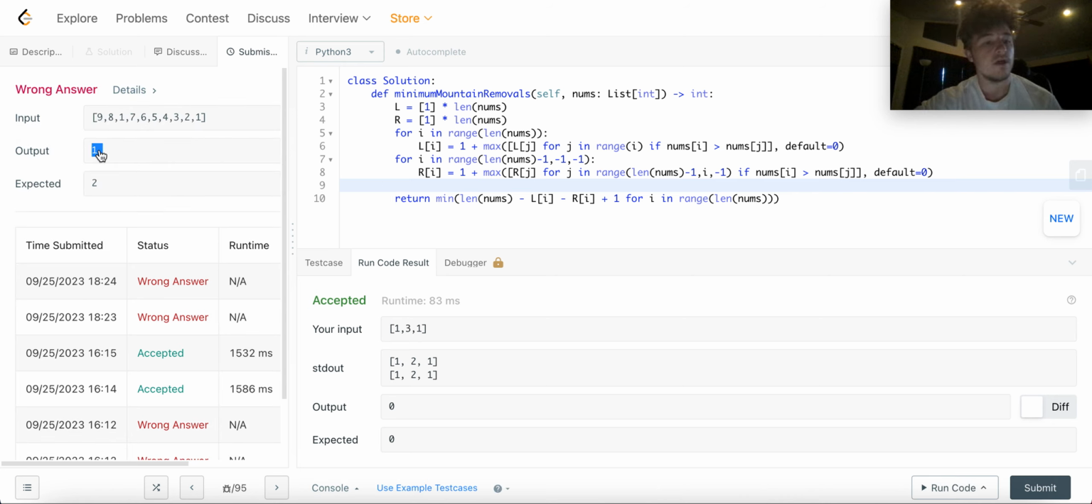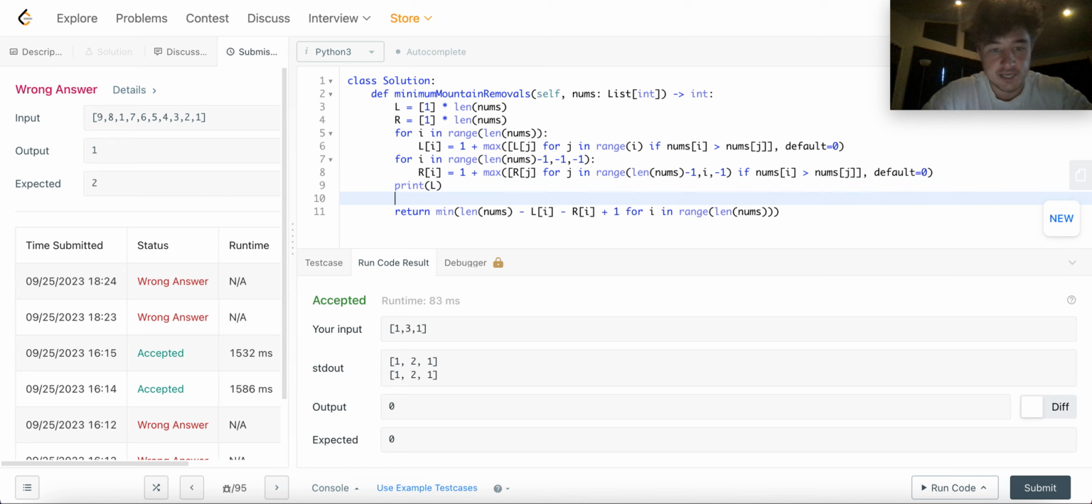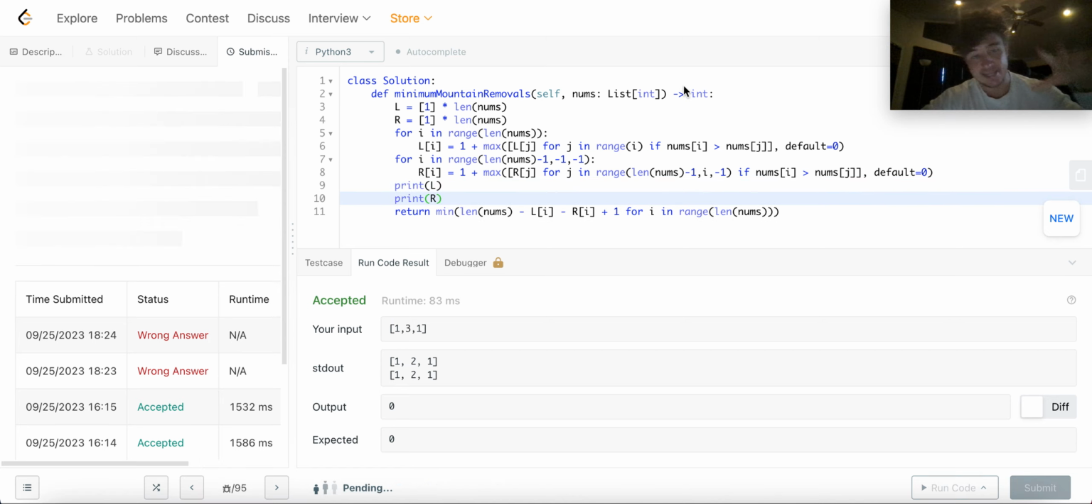All right, so this is saying it's 1 when the answer is really 2. Why is that the case? Well, what this is going to want to do in this problem is it's overperforming, I guess. It's saying that it can make it that there's only 1 thing we have to delete, but really the answer is 2.